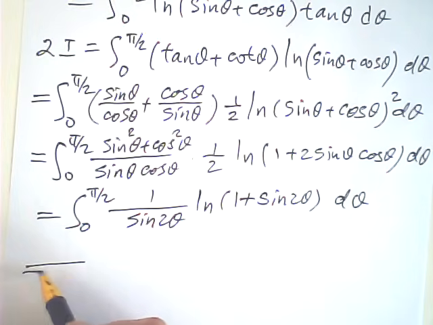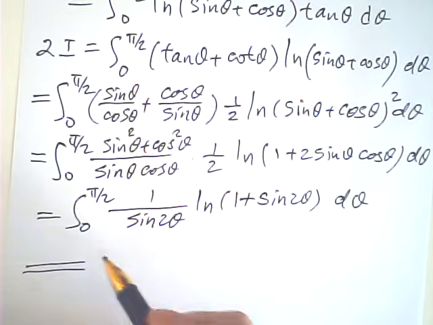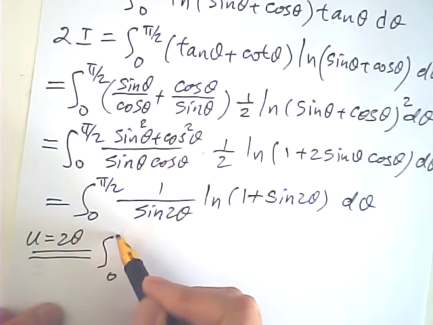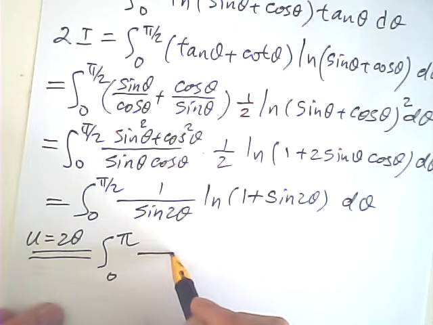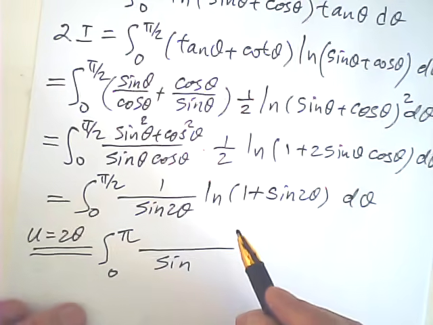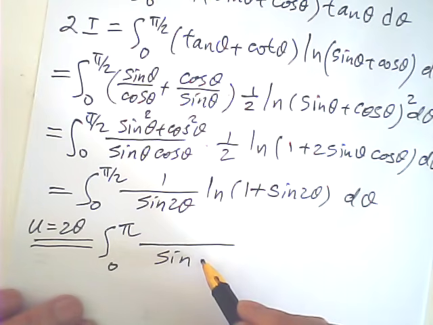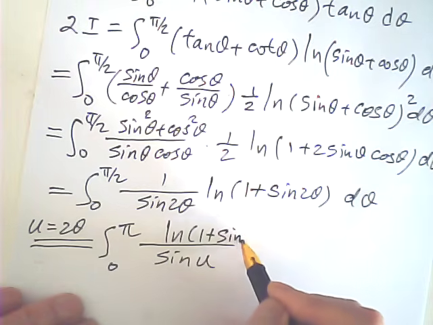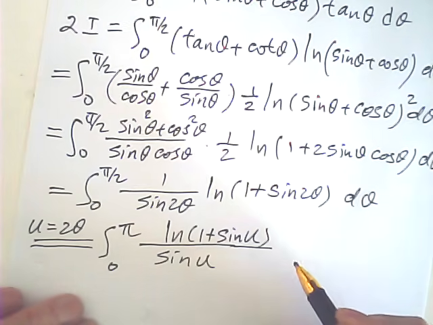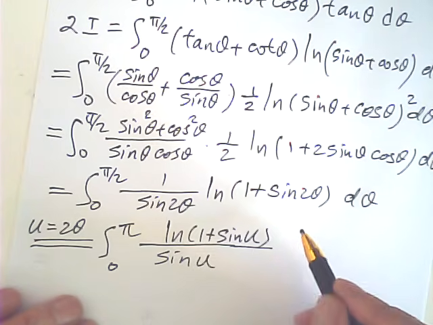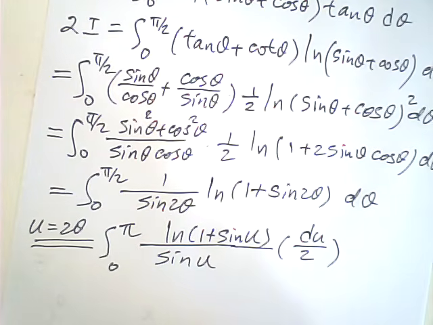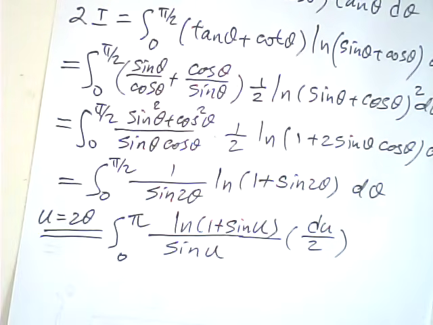Then I let u be 2 theta. So this will be from 0 to pi now, and sine u, and the log of 1 plus sine u, and this is half du. Yeah. Now, from here, well, I try to verify something.